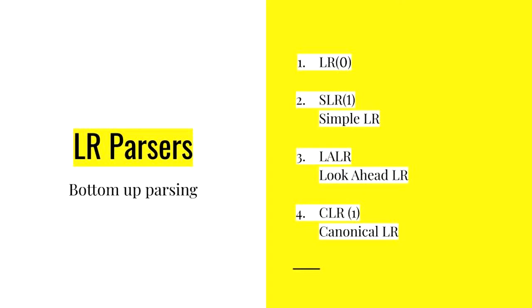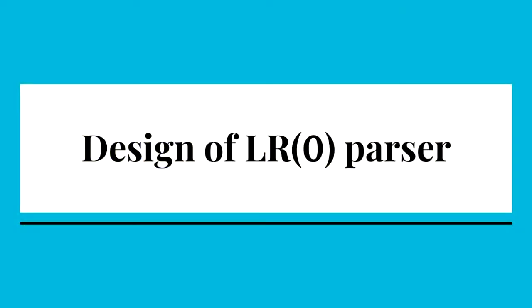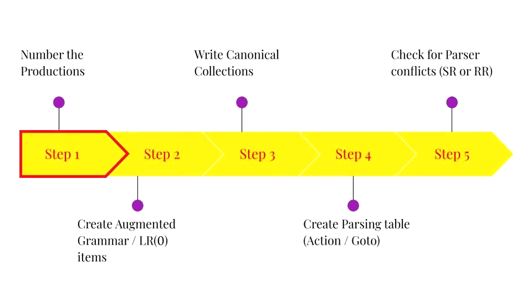LR0 and SLR1 both contain LR0 items. LALR1 and CLR1 both contain LR1 items. An LR0 parser is a bottom-up parser, which, as the name indicates, parses the string from left to right. The first step is to number the productions.